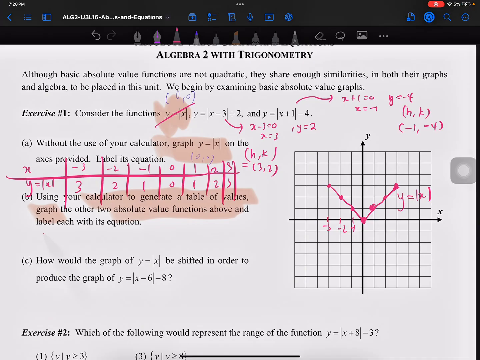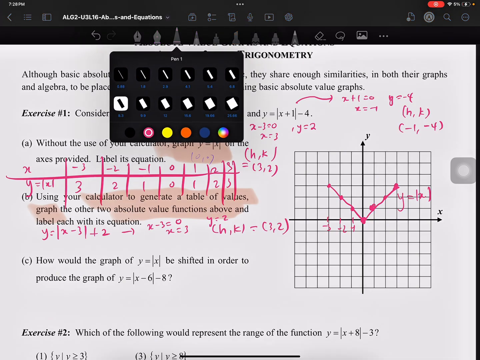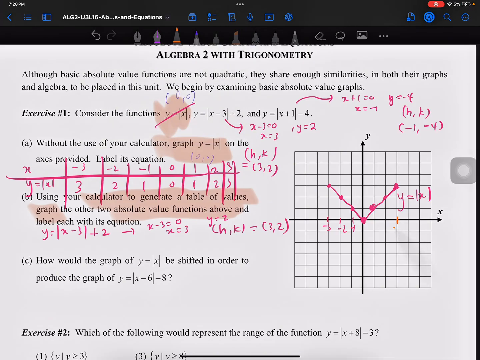So for y equals absolute value of x minus 3 plus 2, from here we can find h and k, which is x minus 3 equals 0, x is 3, and then y is 2, which is our vertex h, k, which is 3, 2. And then we know that it shifts right 3 and up 2. So this is our vertex. The first one, the vertex is 0, 0.